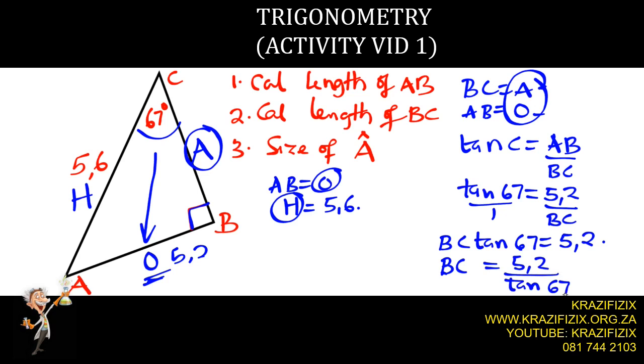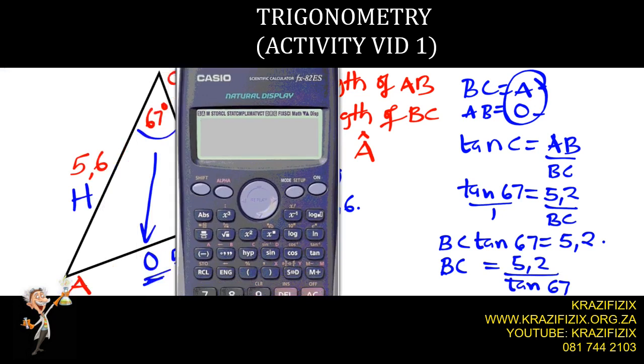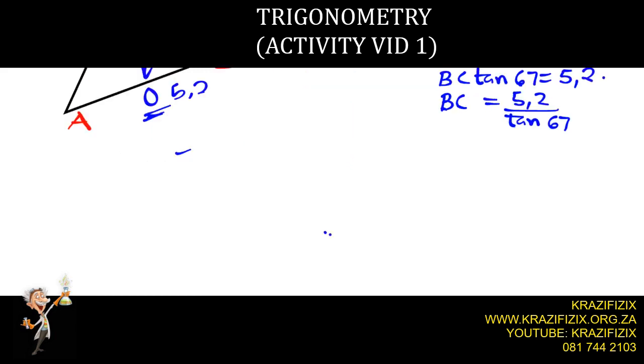Remember, we did a few algebra representations of trigonometry. So what we have here is 5,2 divided by tan 67. Alright, our answer is 2,2. Lovely. Answer is 2,2. So BC is 2,2 units.